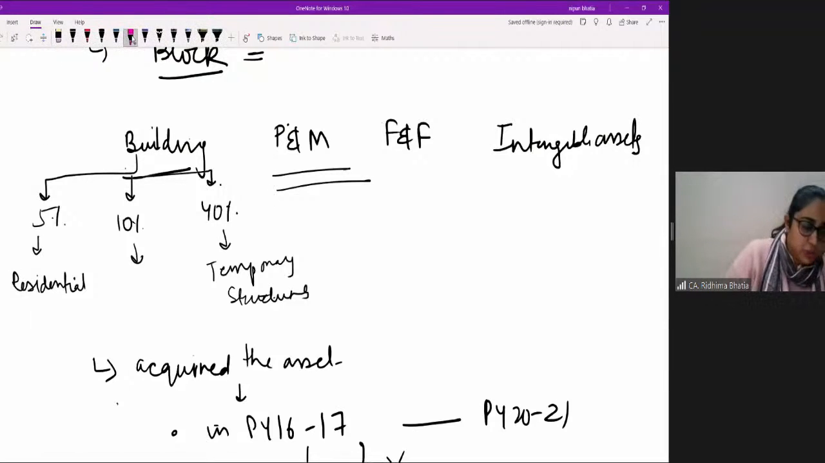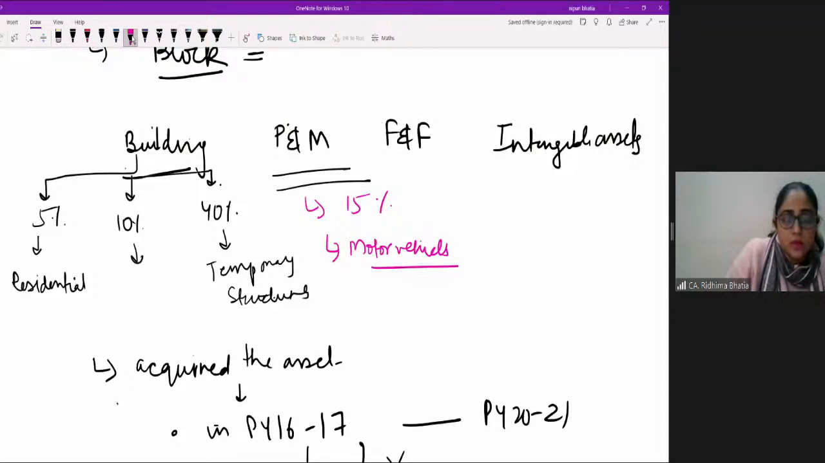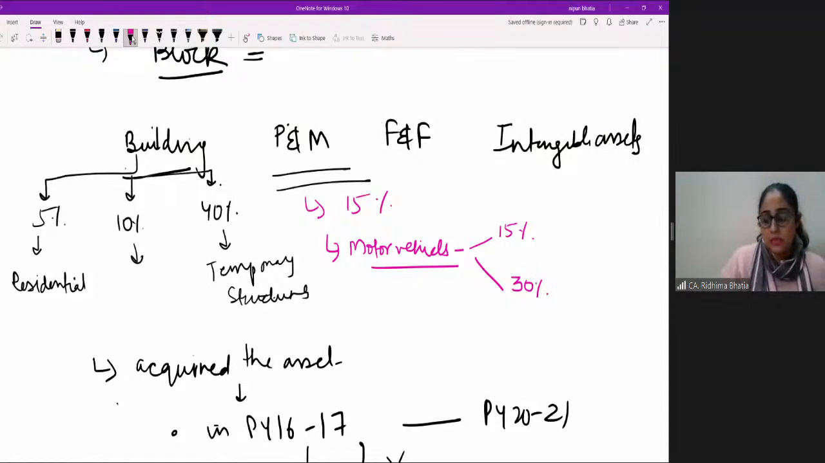Now for plant and machinery, the general rate is 15%. Now coming to motor vehicles. Motor vehicles, please listen, there gets confusion. Generally it is 15%. But if the motor vehicle is used for hire, in the hiring business, then the rate is 30%.